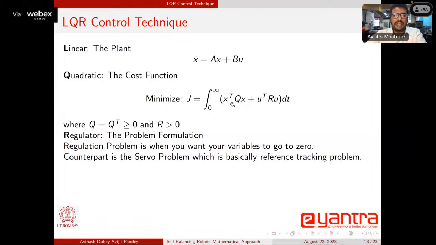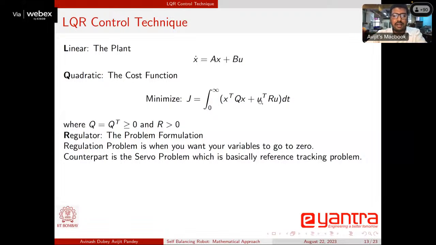You can see here x transpose Qx and u transpose Ru. If you expand them, they both will yield a set of quadratic equations. Now you can see two new terms here, Q and R.